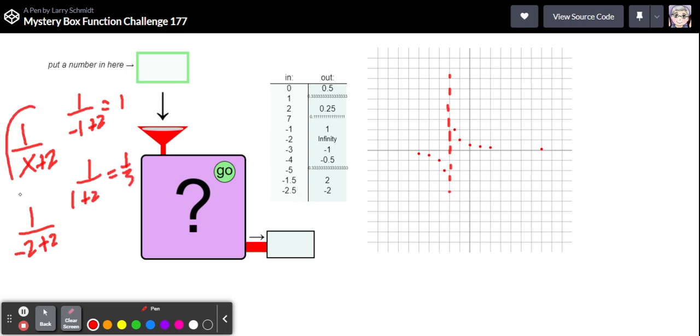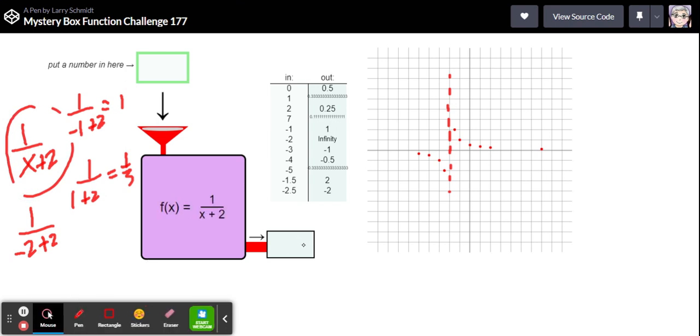I think this is just 1/(x plus 2). Let's check. Yeah, 1/(x plus 2), and we can graph that. Yeah, so we've got these typical arms of the rational function, and they've just been shifted over to the left by 2.